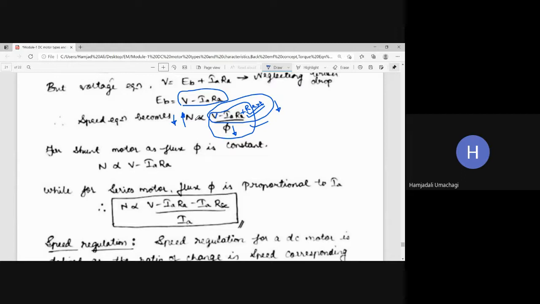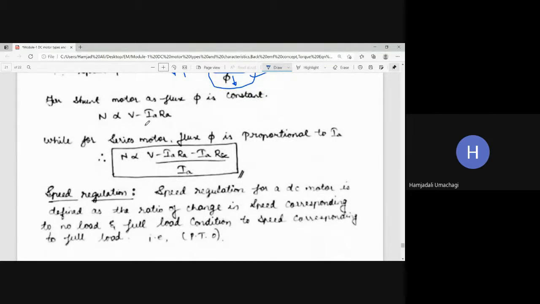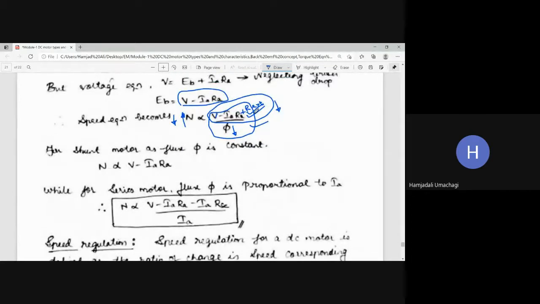Or else I can say that N is directly proportional to 1 upon phi, keeping the numerator part constant. Keeping the numerator part constant means armature voltage you should maintain constant, and you change only the flux quantity. Then in that case, it is called the flux control method. And this flux control method will give you a speed more than the rated RPM. So this is all for the shunt motor.